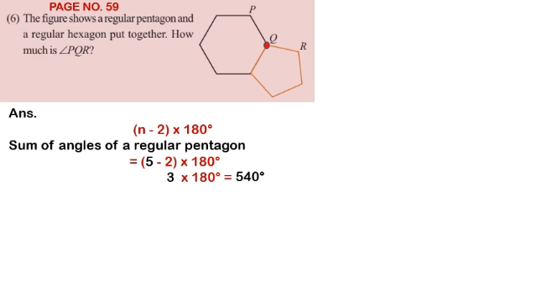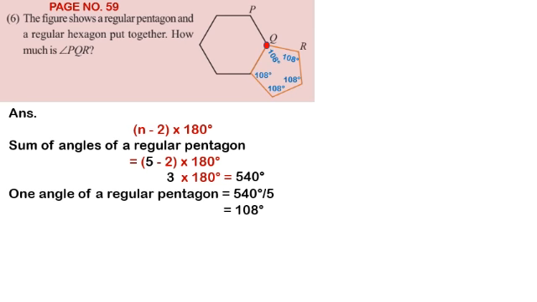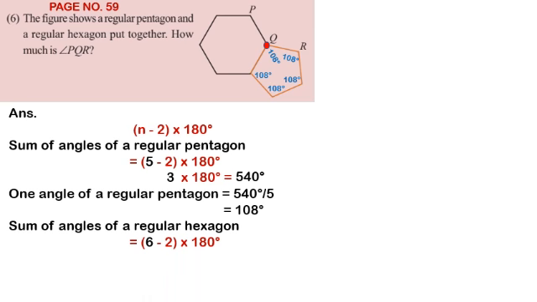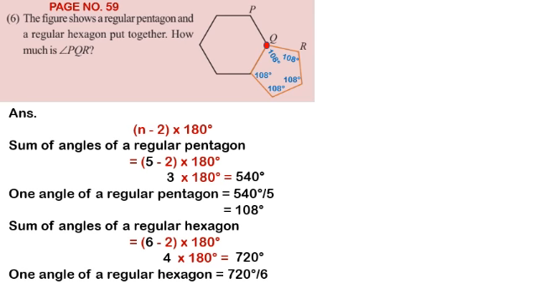Then we need one angle of a regular pentagon. What is that? 540 by 5. What will we get? 108 degrees. Similarly, the sum of angles of a regular hexagon is (6 minus 2) into 180 degrees, that is 4 into 180 degrees. What will we get? Yes, 720 degrees. Therefore, one angle of a regular hexagon is 720 by 6, that is 120 degrees.